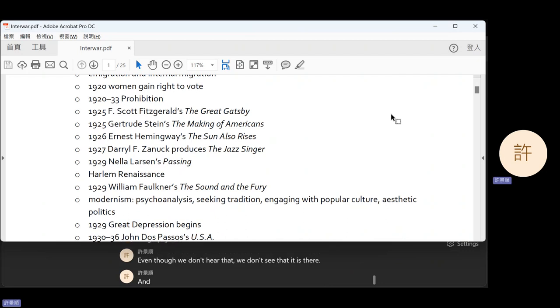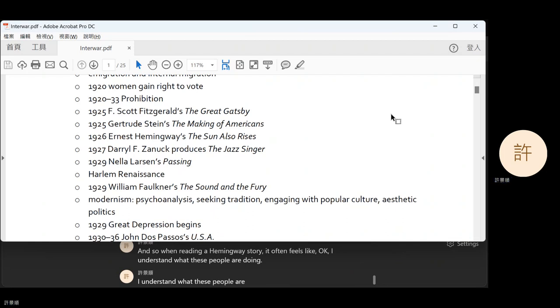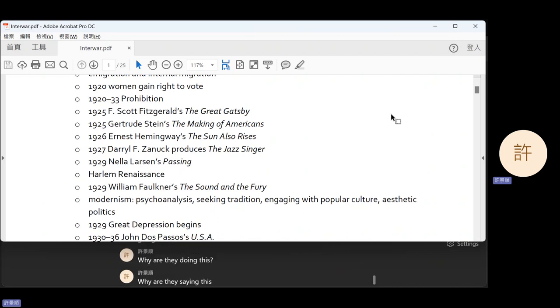And so when reading a Hemingway story, it often feels like, okay, I understand what these people are doing. I understand what these people are saying, but I have no idea what's going on. Why are they doing this? Why are they saying this? What is the point? Because there is so little material on the page, you really have to try to find the idea that the story is trying to say before everything suddenly makes sense.